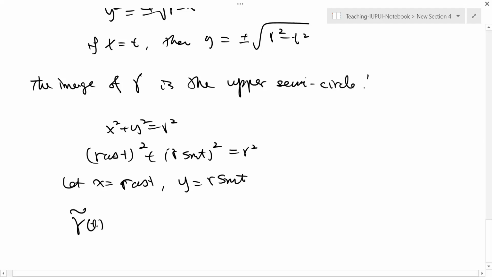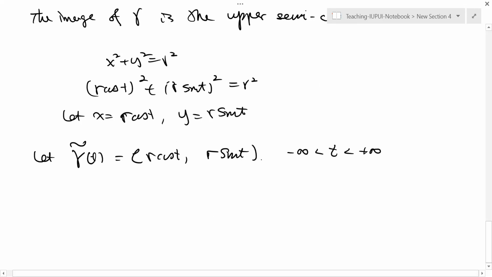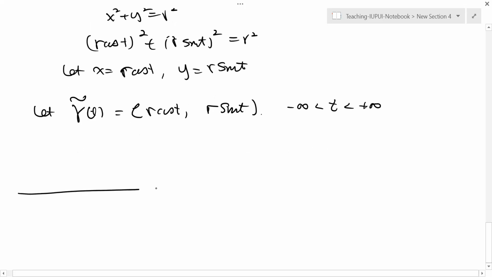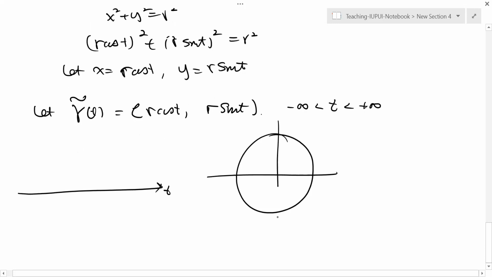Let's use a different notation. This is going to be gamma tilde of t equals r cosine t, r sine t. Okay, there's no restriction on t. All right, so what do we get? Let's understand this parameterization. Okay, so this is a whole line, it's t, right? Here's a circle.